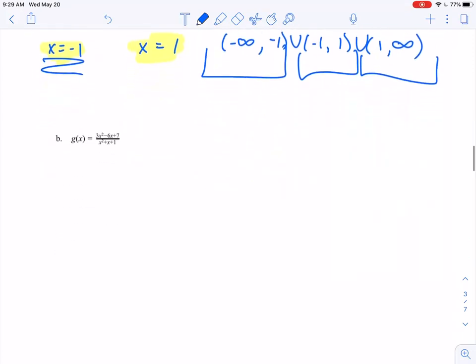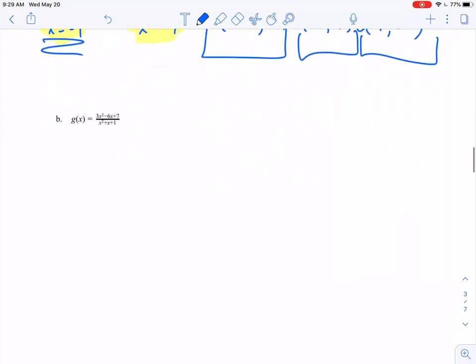In part B, I have another rational function. I have 3x squared minus 6x plus 7 all over x squared plus x plus 1. So I'm here trying to solve this equation, x squared plus x plus 1 equals 0. And I look at this, and it doesn't look like it factors particularly nicely. 2 numbers that multiply to be positive 1 and add to be negative 1? I can't think of any off the top of my head.